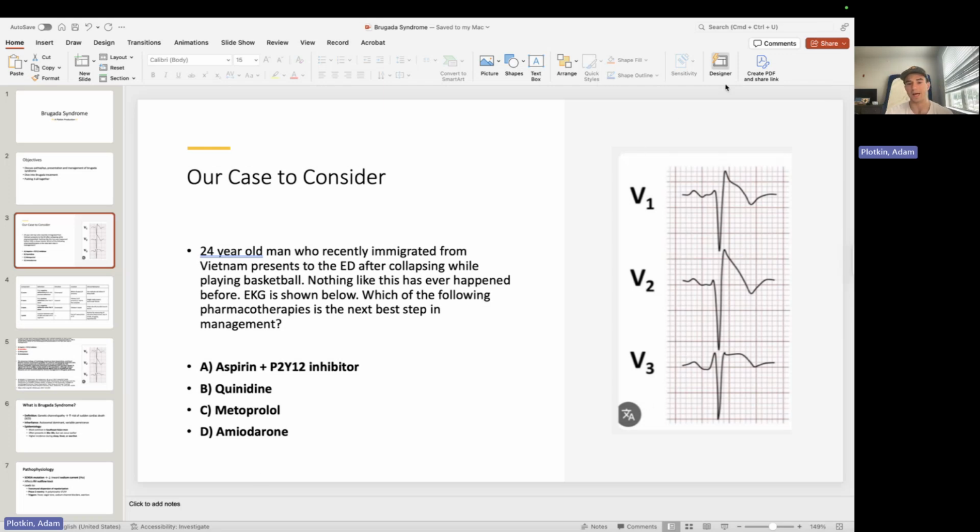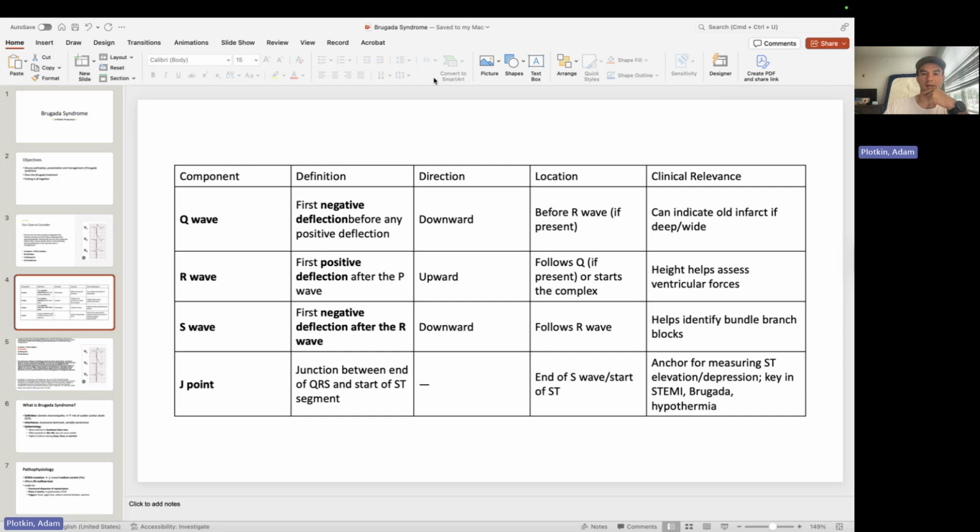Here's his EKG. We've got leads V1, V2, and V3 shown. So pause your screen, think about it, and then we'll discuss. All right, so before discussing, I think it's important that we get some terminology out of the way. Just briefly, when we're thinking about the QRS and the J point in the EKG, because that's really what we're going to be focusing on for this lecture, we have to understand what these are.